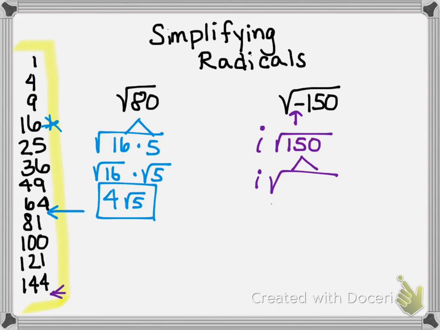150 is larger than 144, but I do know that 144 does not go into it nicely. Neither does 100 or 121. But let's go ahead and try 81. You'll notice that 81 does not go into it nicely. Neither does 64 or 49 or 36. So what we have is 25 times 6.